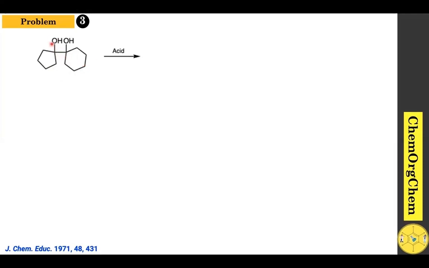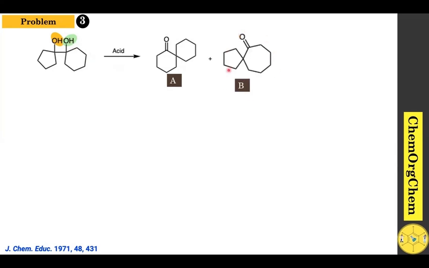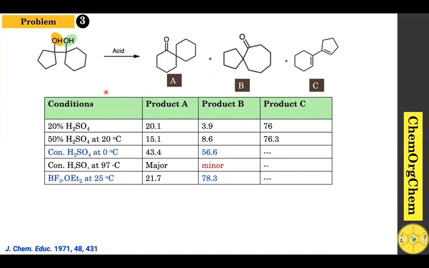For example, when you try to protonate this hydroxy group, it is possible to get this product A. Similarly, when you protonate this other hydroxy group, there is a possibility to get the product B. Apart from product A and product B, there is another possibility to get the product C, because elimination takes place. So all these products are possible when you subject it to acid conditions.